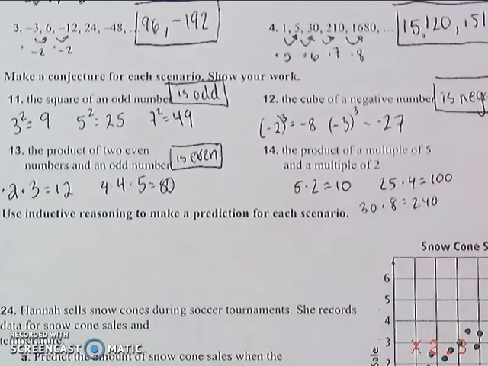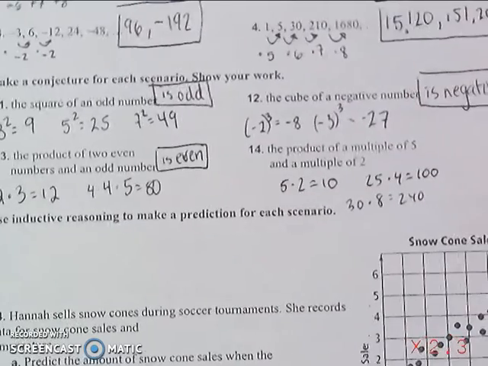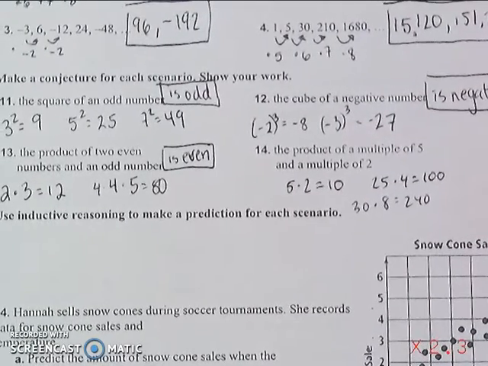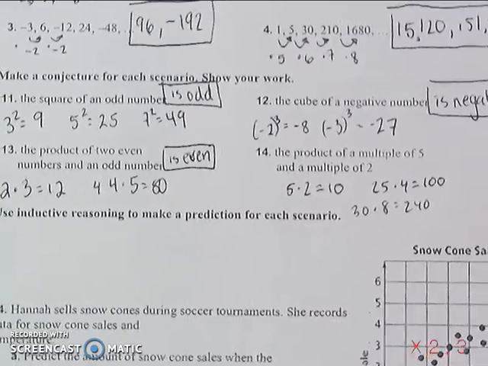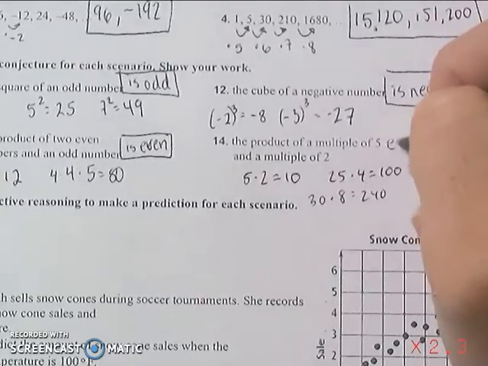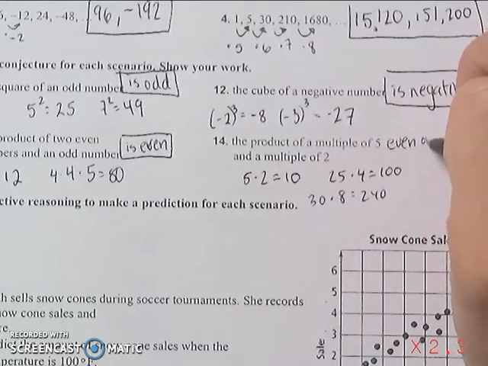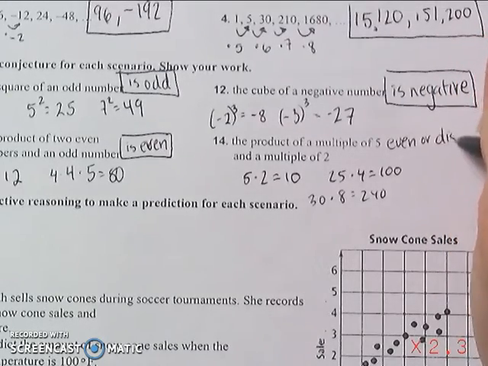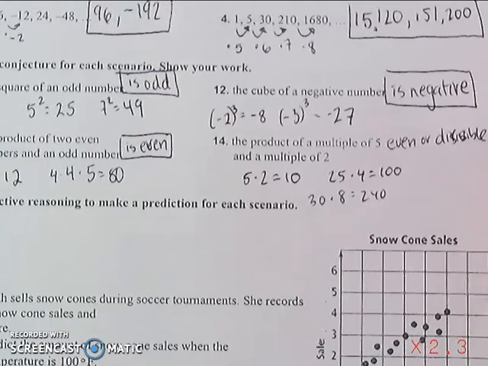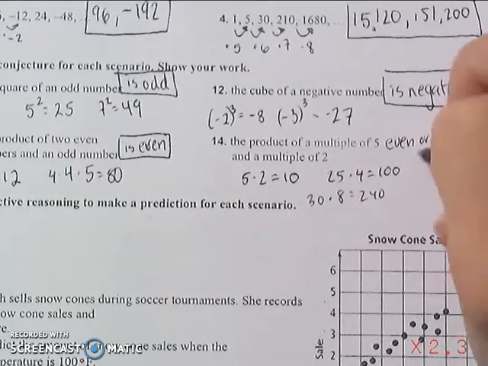Okay. It looks like our answer is going to be even. We could even maybe say it is divisible by 10, because it's a product of 5 and 2. It's going to be also divisible by 10. So I would say even, or maybe divisible. Divisible. Sorry, I spelled that wrong. By 10.